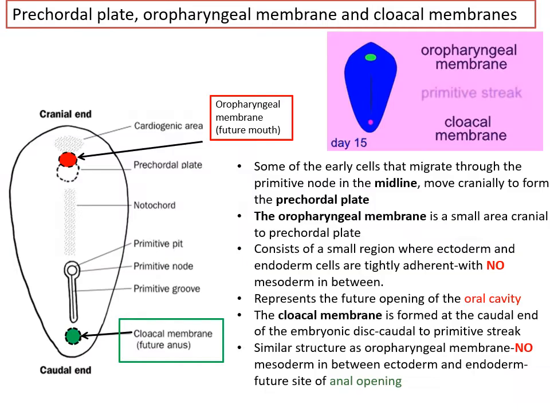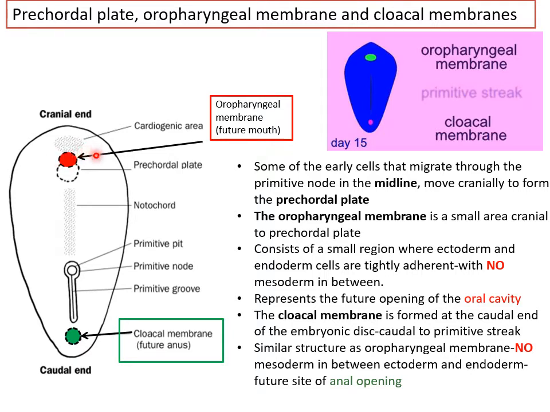Okay. Now, this primitive streak is important for many reasons, as it is giving rise to the mesoderm cells which are migrating in between the epiblast and hypoblast. Some of the early cells from this primitive node migrate in the midline and cranially form the precordal plate. It's just a collection of cells. Now, cranial to the precordal plate is an area known as the oropharyngeal membrane. So it's a great organizer of different regions too. Now at the oropharyngeal membrane, there are no mesoderm cells migrating in between the surface epiblast and hypoblast. That means in this region, the ectoderm will be in direct contact with the endoderm.